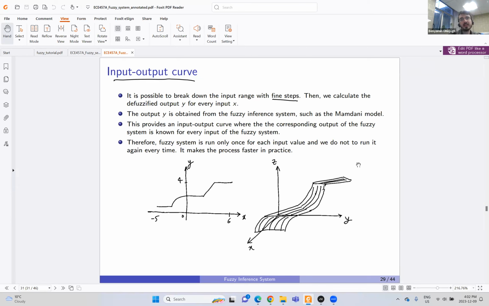Then we said we can also have an input-output curve. This input-output curve is not just for Mamdani. It can be used for any fuzzy inference system. And assuming that we can sweep over the whole domain of input with fine steps, then we can have this input-output curve calculated and then throw away the fuzzy inference system later, although this curve has been obtained by the fuzzy inference system. But usually in higher dimensions, it's not feasible to cover the whole domain of inputs.